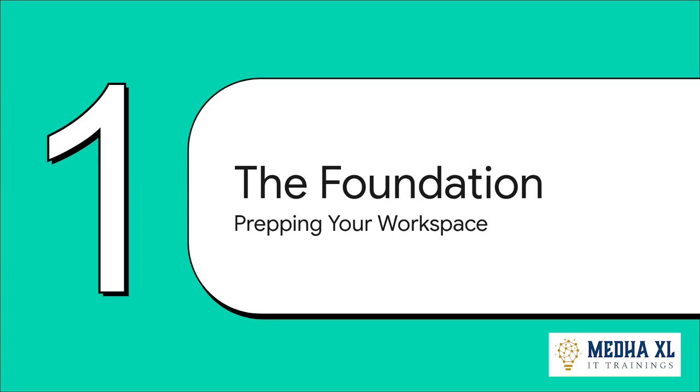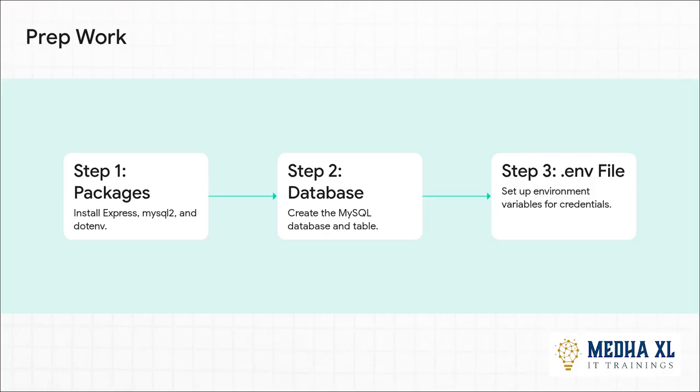Okay, first things first. Every great structure, whether it's a suspension bridge or a piece of code, needs a rock-solid foundation. So before we write a single line of API logic, we've got to get our workspace prepped and ready to go. So our prep work is just 3 quick steps. First, we'll grab our tools. That's Express for the server itself, MySQL2, which is the driver that lets Node speak MySQL's language, and dotenv, a super important little package for keeping our secrets, well, secret. Then we'll actually create the database and table, and finally get our environment variables all set up.